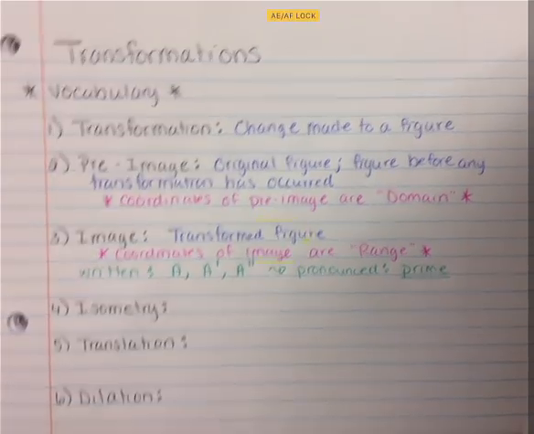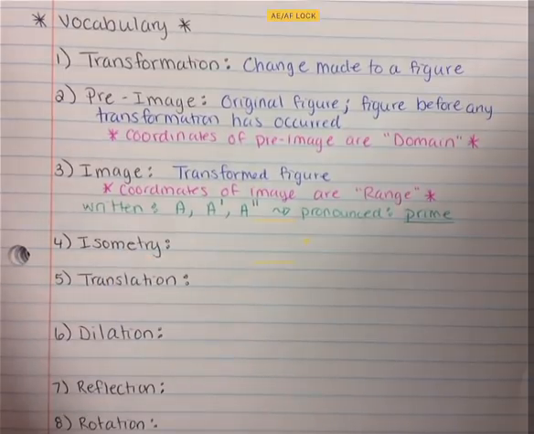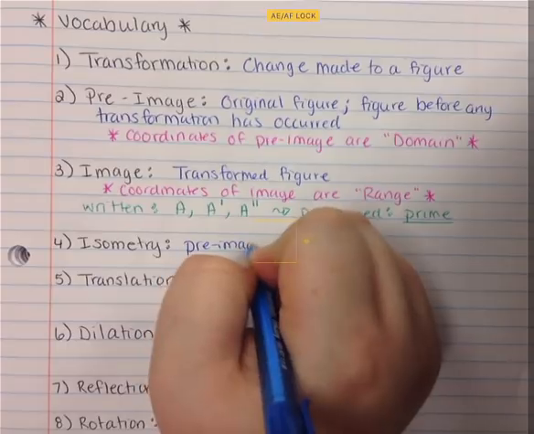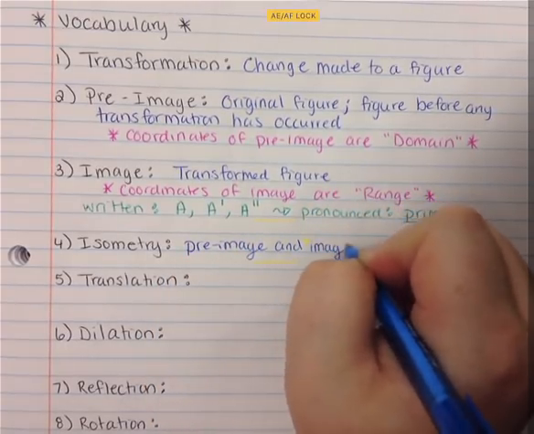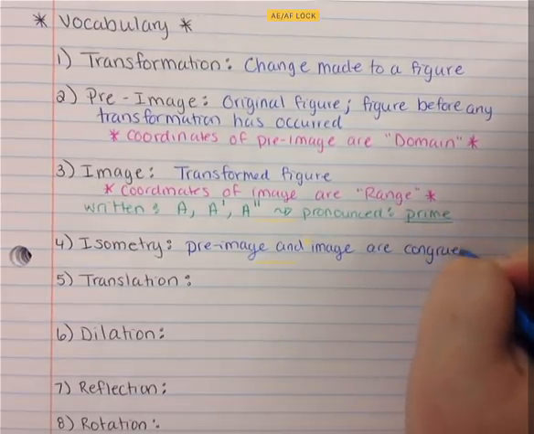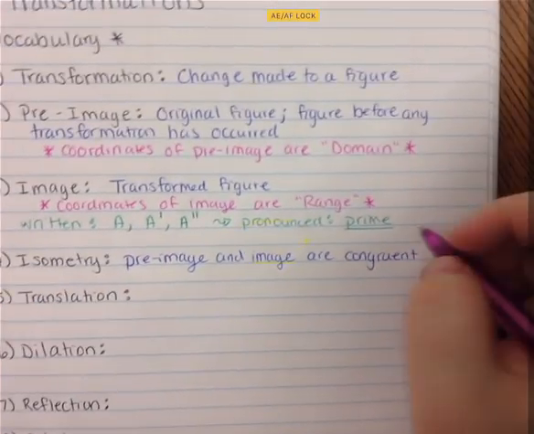The next word we're going to talk about is isometry. Now, isometry tells you that the definition of isometry is the pre-image and image are congruent. Now, what congruent means is that you have the same size and same shape.